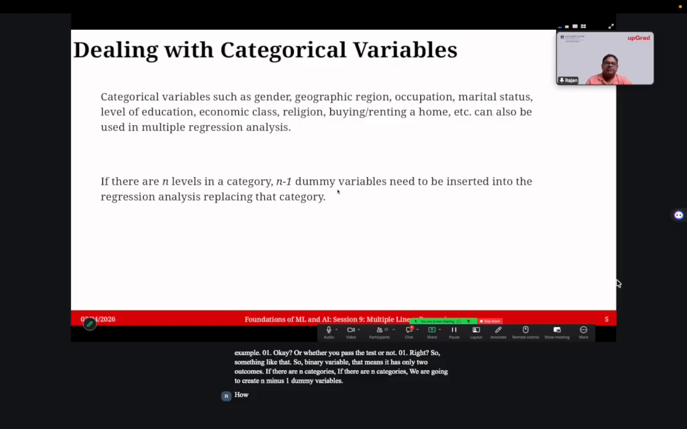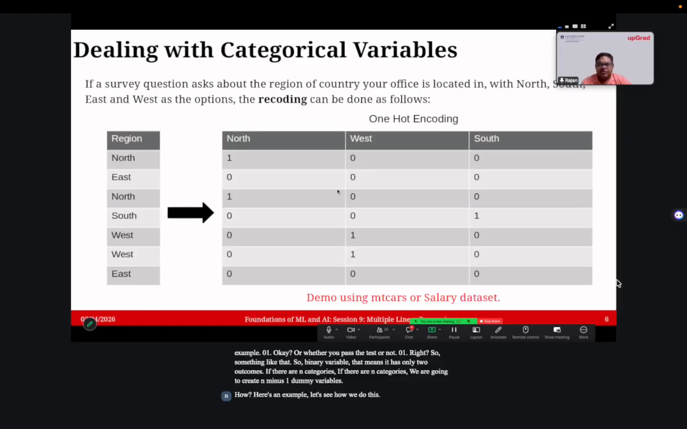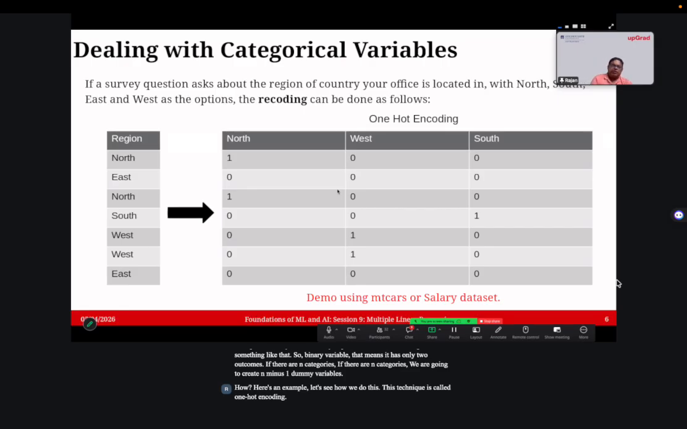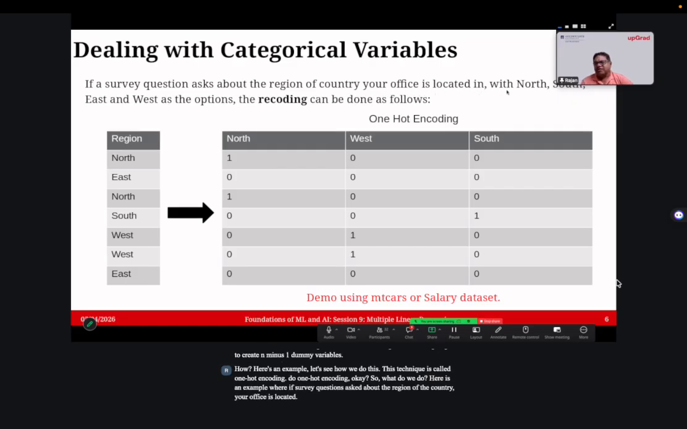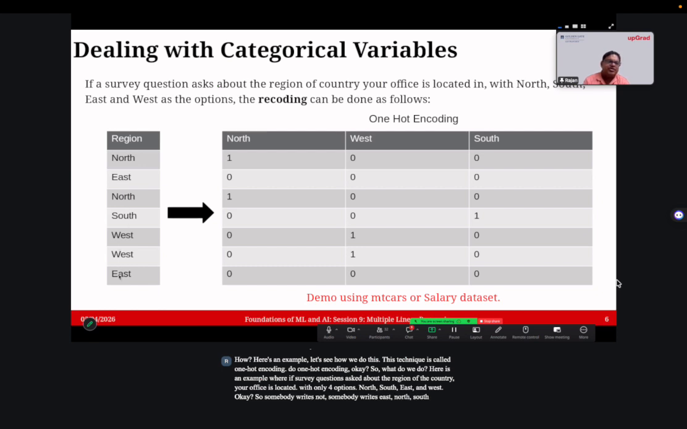How? Here's an example. Let's see how we do this. This technique is called one-hot encoding. Here is an example where a survey question asks about the region of the country your office is located, with only 4 options: north, south, east, and west. Somebody writes north, somebody writes east, north, south, west, west, east. So there are 4 categories for this variable called region.